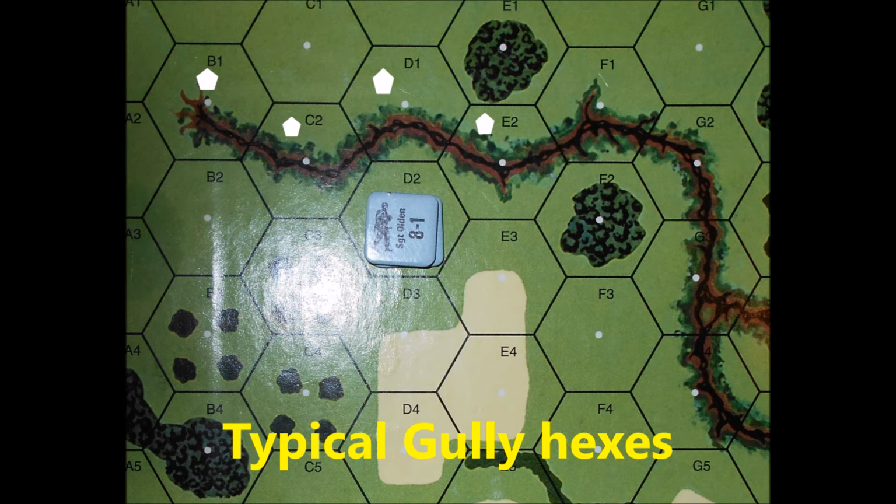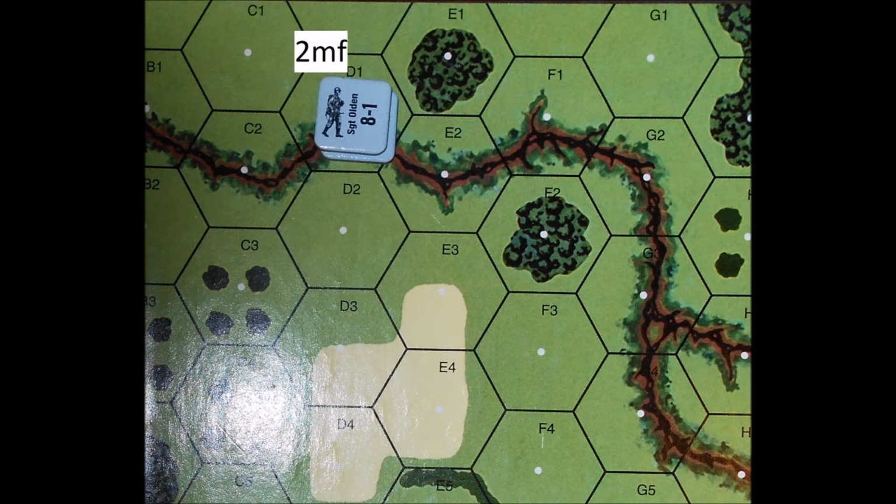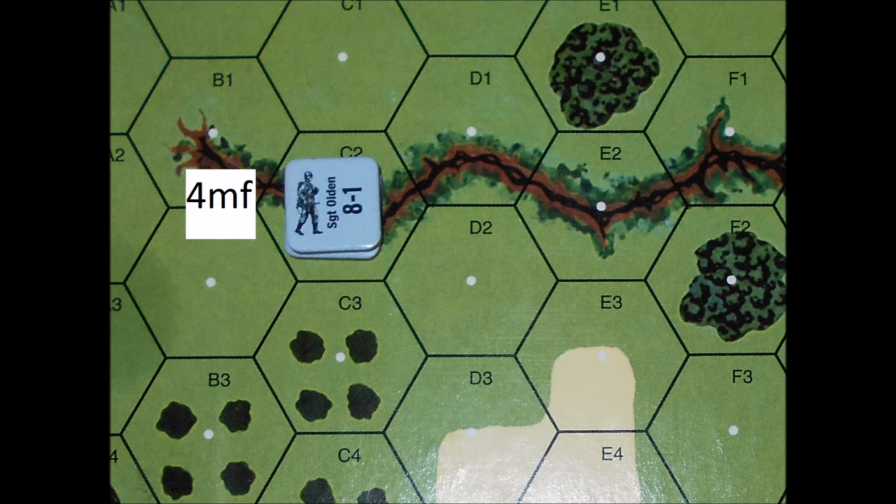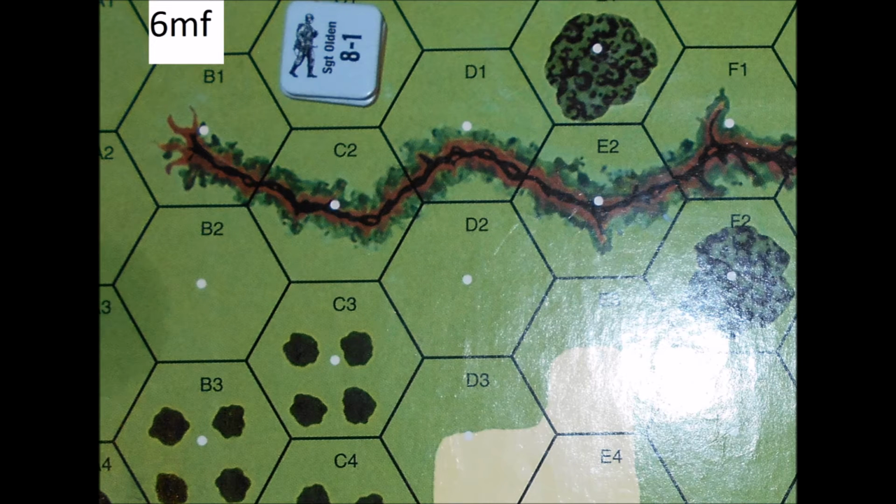We start on board 48. B1, C2, D1, and E2 all make up a gully. To enter a gully in any direction costs infantry 2 movement factors. So for the 8-1-4-6-7 stack to enter D1 from D2 during the German movement phase would cost the stack 2 MF. For them to move along the gully will cost 2 MF per hex as well. If the stack continues to move and wants to get out of the gully, it would cost 2 more MF because of an increase in elevation.